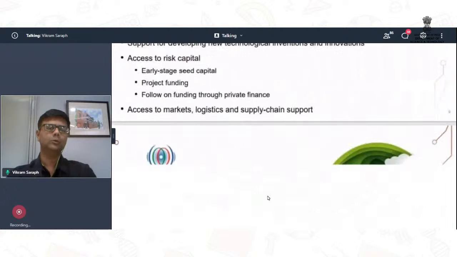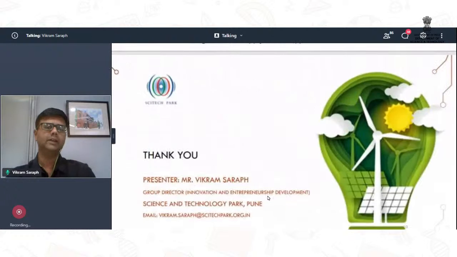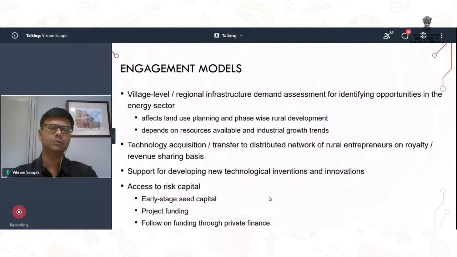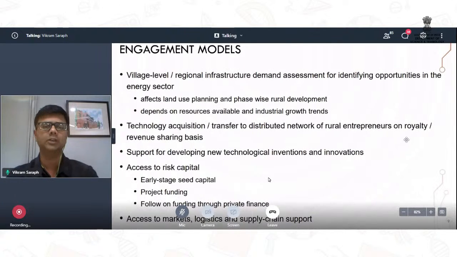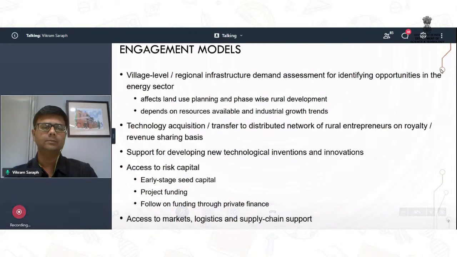So how do we engage with these technologies? One, we start with village level assessment and planning. It may affect land use planning and how we talk about resource utilization and the future industrial growth, or the adoption of other rural technologies that will require that energy, and how much energy we can sell outside the village. There is a possibility of acquiring technologies from other R&D institutions as well, because we work closely with DST in curating such technologies from other institutions across the country.